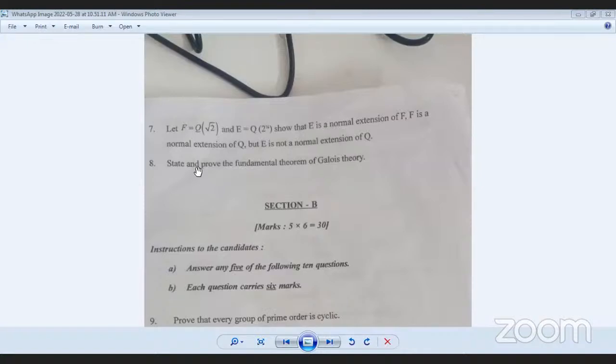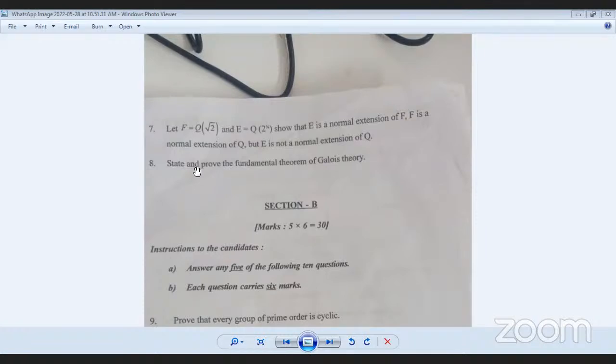Did I tell you? Yes, sir. Yes, sir. Sir, you told us, sir, the Galois theory. Tell me, what is the Galois theory?